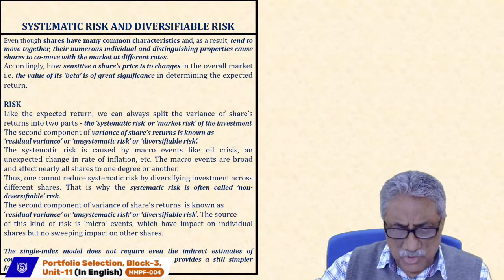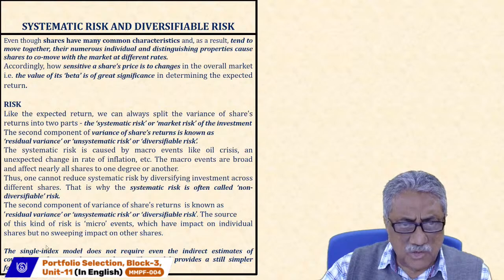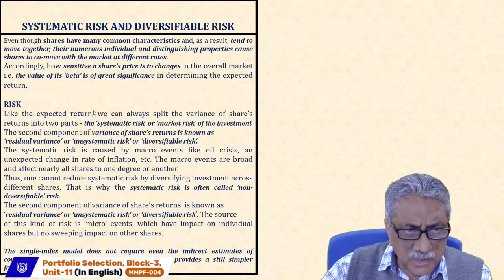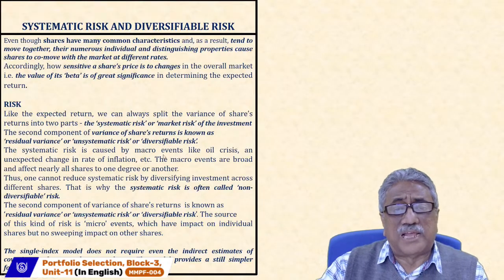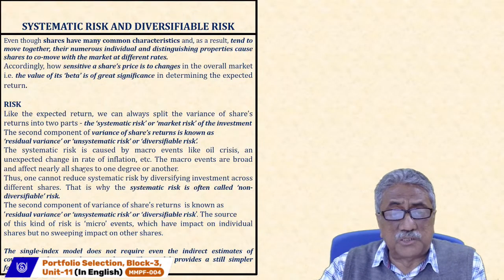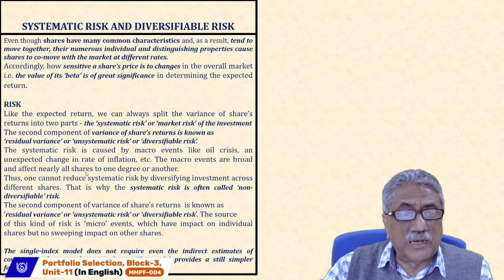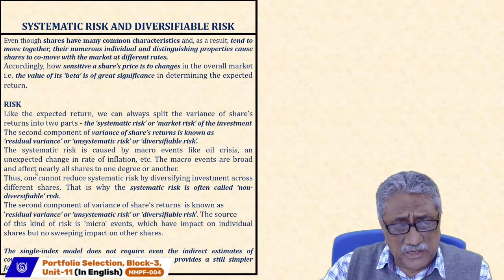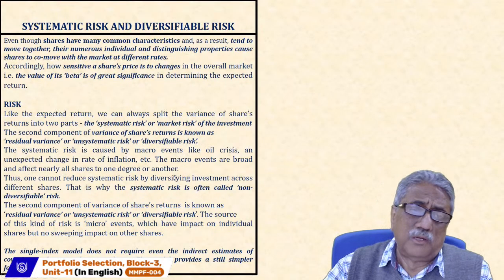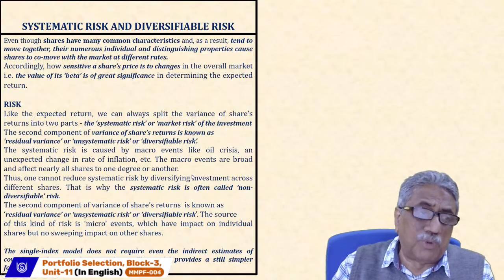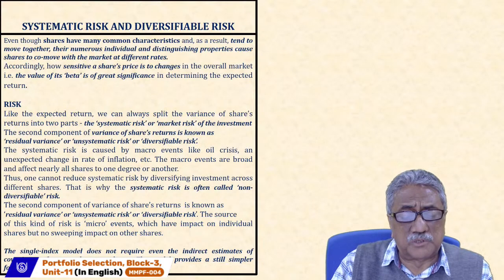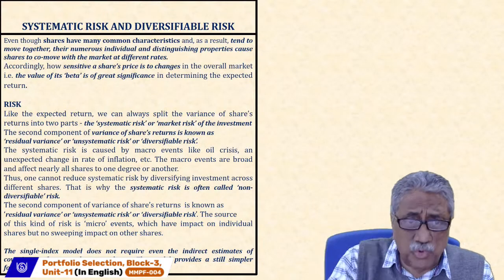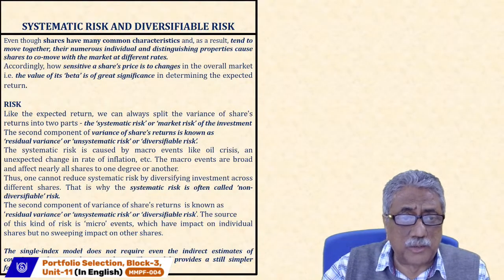So, to simply put, one is systematic risk, and one is unsystematic risk or diversifiable risk. The systematic risk is caused by macro events like oil crisis, unexpected change in rate of inflation, the macro event, a broad effect, and affects nearly all shares to one degree or another. So this will be affecting everybody. You can't do much about it. Yet you can be affected X, another person can be affected 2X, another person can be X minus. But the effect will be there on all and it cannot be protected.